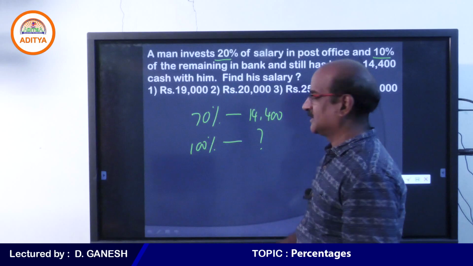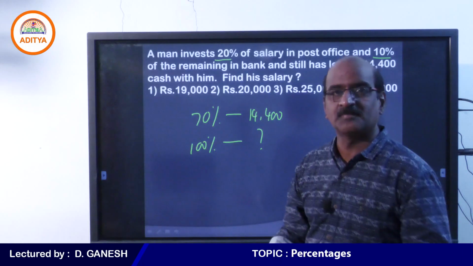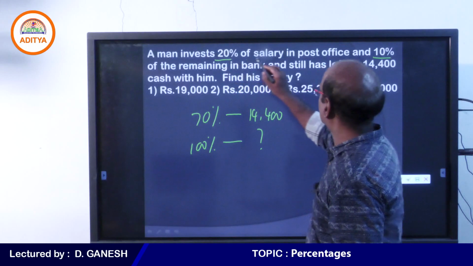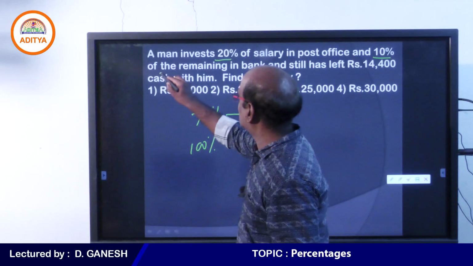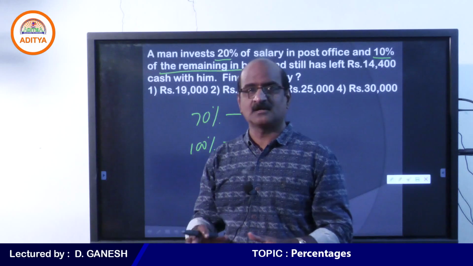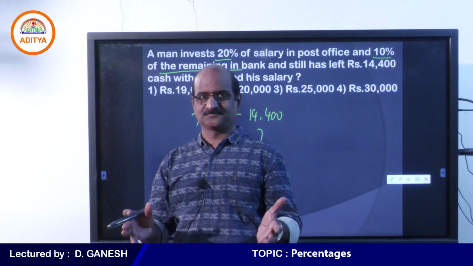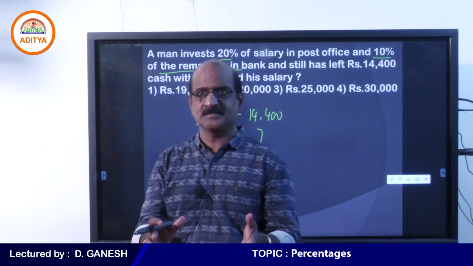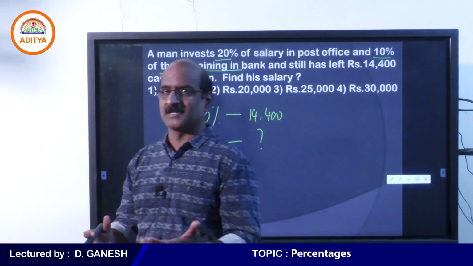Student, are you doing something like this? But this is not the same as the previous question. You have to understand that he is spending 20% of salary in post office and 10% of the remaining. So it is not 10% of the total salary, but 10% of the remaining. You understand my point? First he spends 20%, and from the remainder he spends 10%. It is not the previous one.